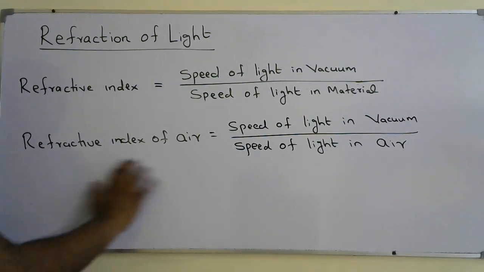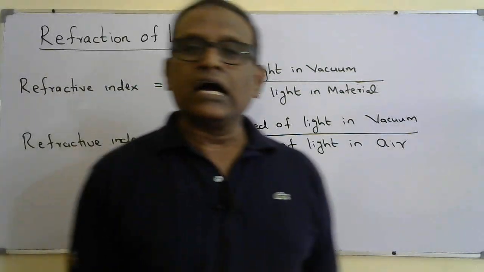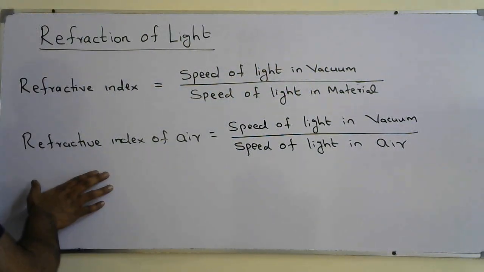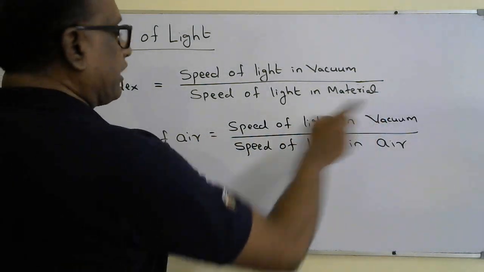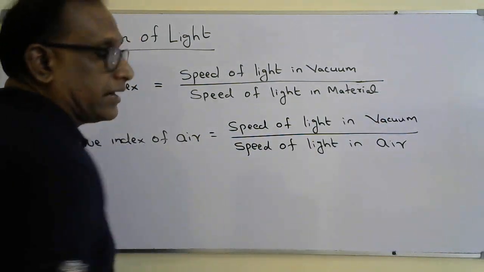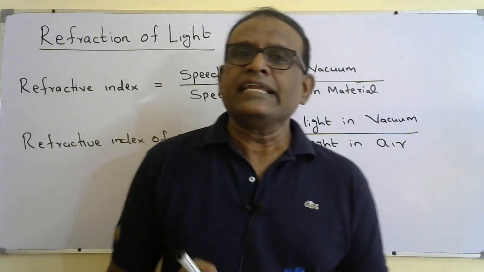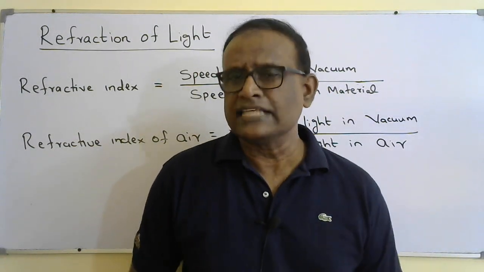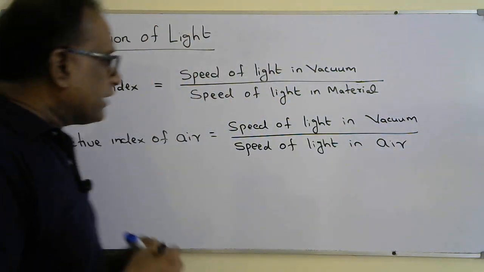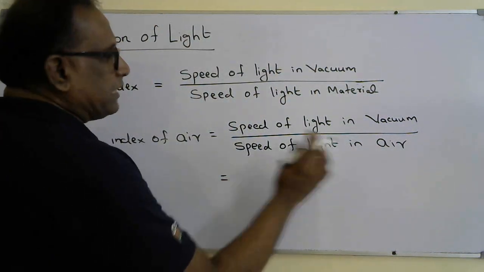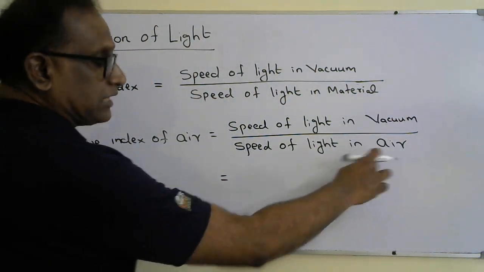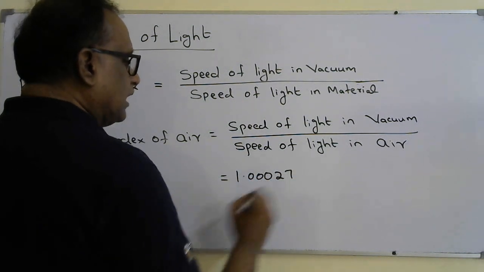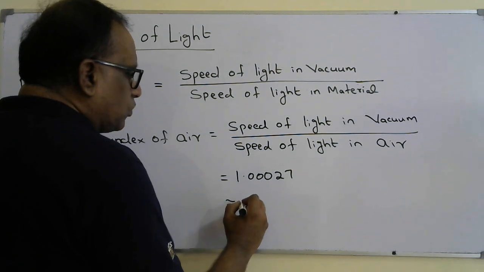Okay, so what could be the refractive index of air? How do we define the absolute refractive index of air? It is speed of light in vacuum divided by speed of light in air. But the speed of light in air is very close to the speed of light in vacuum because the density of air is very low. When you calculate the actual value, you will get 1.00027.